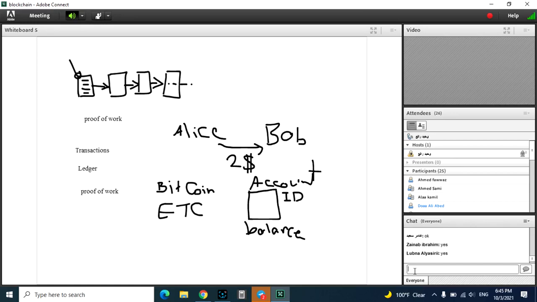Your accounts in banks also have a property called balance, which shows how much money you have in your account. In Ethereum, each account only has two properties. Only two properties. One is the address of a wallet, and the other is balance, how much Ethereum you have. But in Bitcoin, it's different.